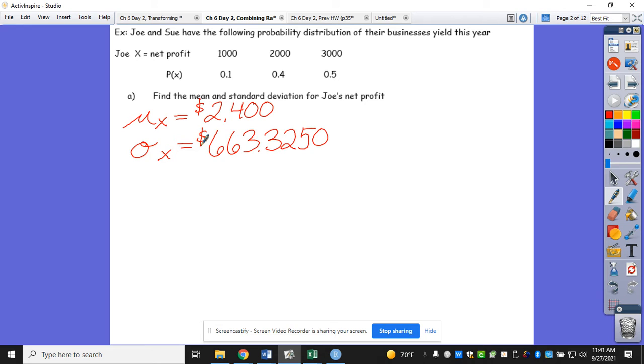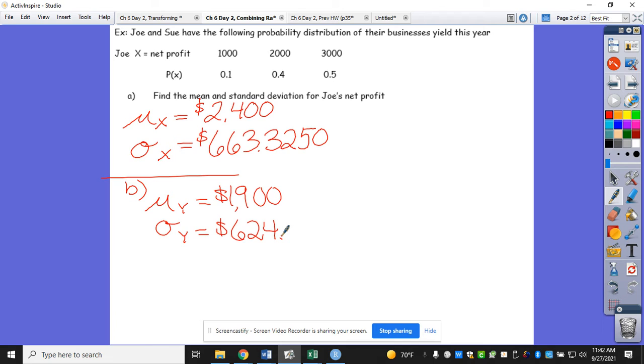So everybody needs to have that written down as A, whether you did that one or not. B, so this is for Sue. What is Sue's average net profit? 1,900. And we're dollars again, 1,900. What is Sue's standard deviation net profit? 624.499.